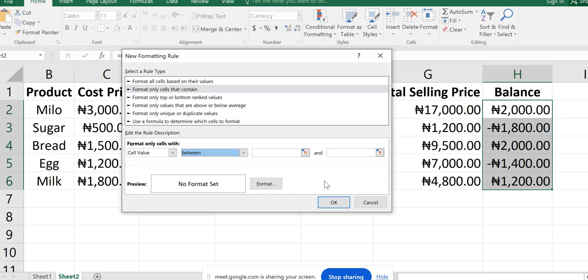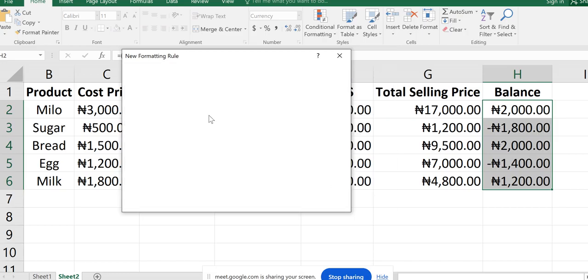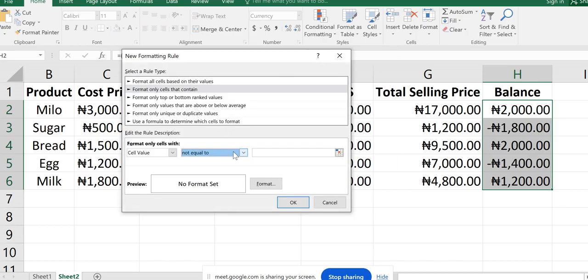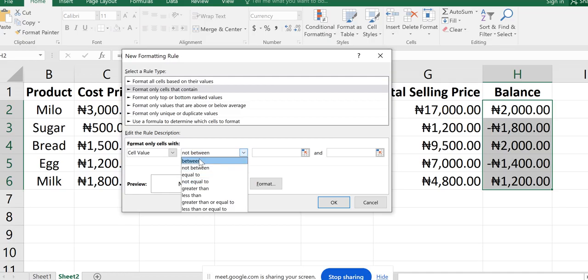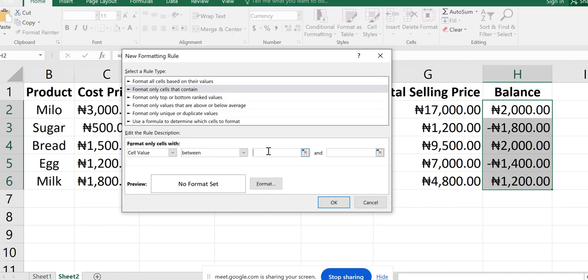So let's say I want probably not equal to, let me use between. So which between am I making use of? I will say between, let's say 0 and, let me just use the highest one we have here, which is 2000. Let me just use 5000 for example. Now this is it. Can you see?